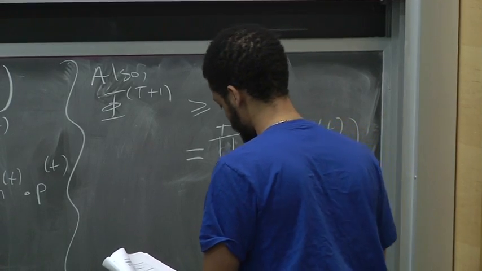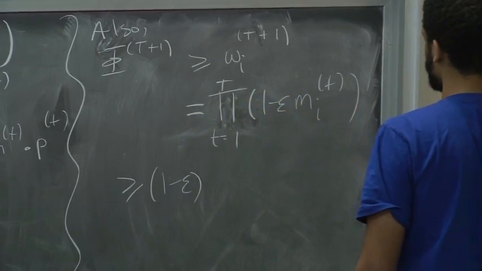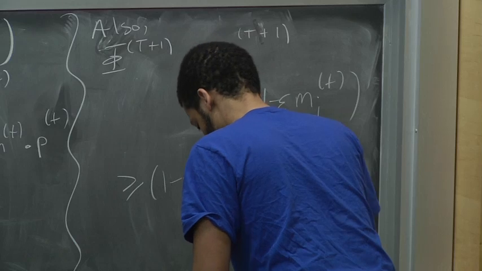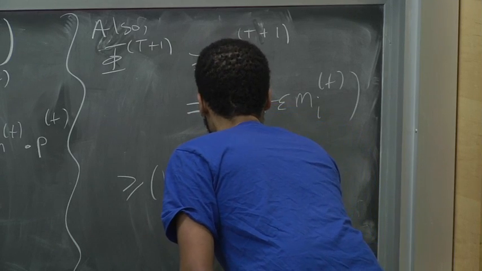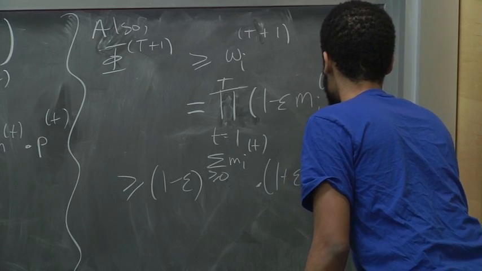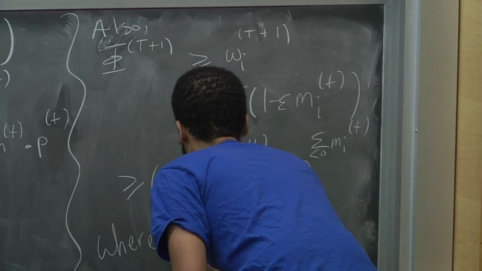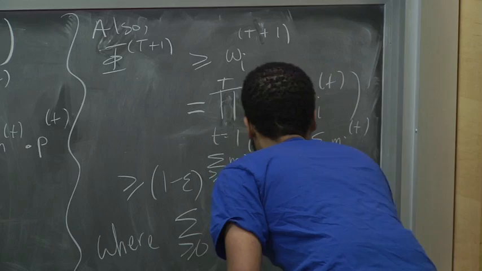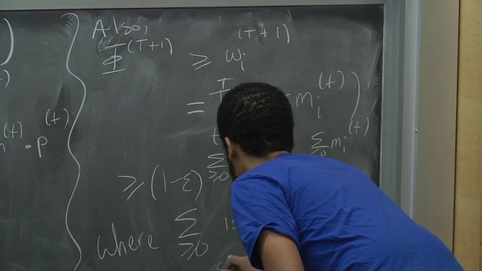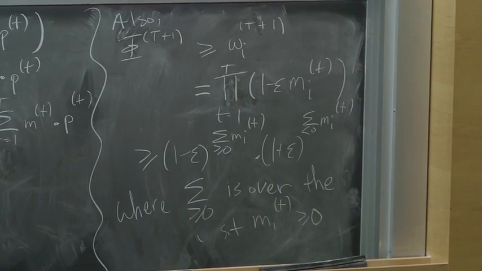Okay, and this thing is at least, let me write this, 1 minus epsilon times the sum over, let's say, the at least zeros, m_i of t, times this product of 1 plus epsilon, sum over less than 0, m_i of t, where the sum of greater than or equal to 0 is over the i such that m_i of t is bigger than or equal to 0. Sum over the t.